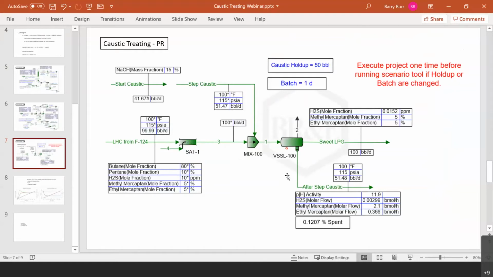And a common question we get is, well, if we have a composition of this hydrocarbon stream and we know that it typically has, say, for instance, 10 ppm of H2S in it, what is going to be the H2S concentration over time of the sweet LPG, and then what is going to be the pH and the percent spent of the caustic that is in this pre-wash vessel? So this is a dynamic problem. So we have to use a scenario tool to analyze something like this. And I'll show you how that works. But I will show you one result of this pre-wash, because it's kind of interesting.